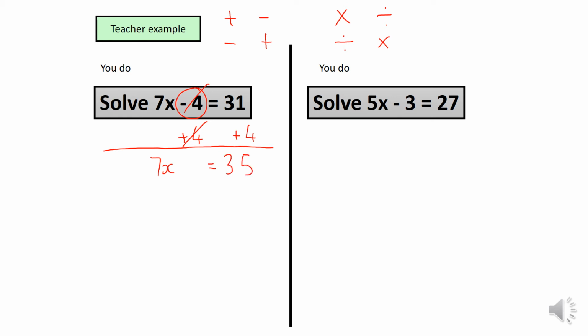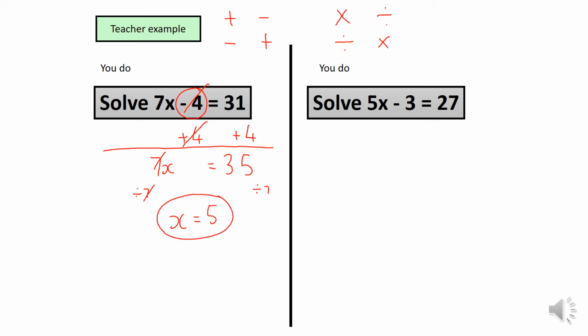What we've got now, we need to understand 7x basically means 7 times x. It's a little invisible times there. So the inverse operation of times is divide, so we're going to divide this by 7, and we're also going to divide this side by 7. 7 divided by 7 cancels out, so we're left with the x up here, and 35 divided by 7 is 5. So our answer is x equals 5.